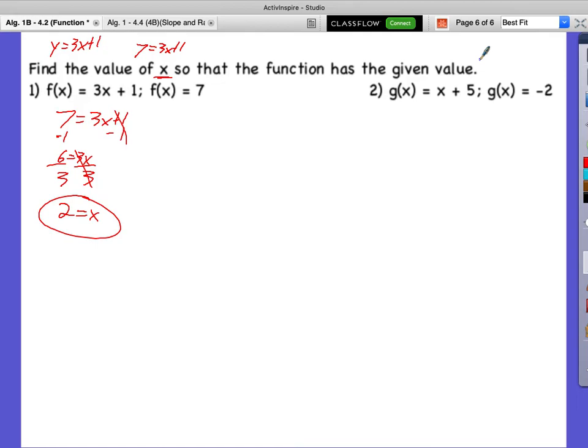Wait, how'd you do that? It was just exactly what we did last time. Solving for... I'm so confused with that. Why do you have g of 4x equals x plus 5, and then a semicolon, g of x equals negative 2? Okay, so put the negative 2 where the g of x goes.